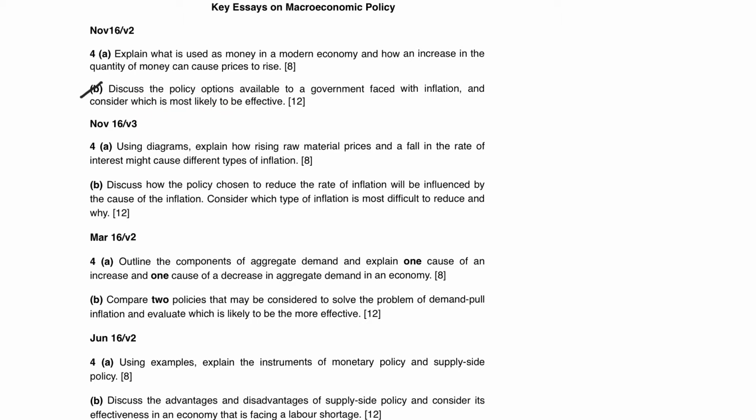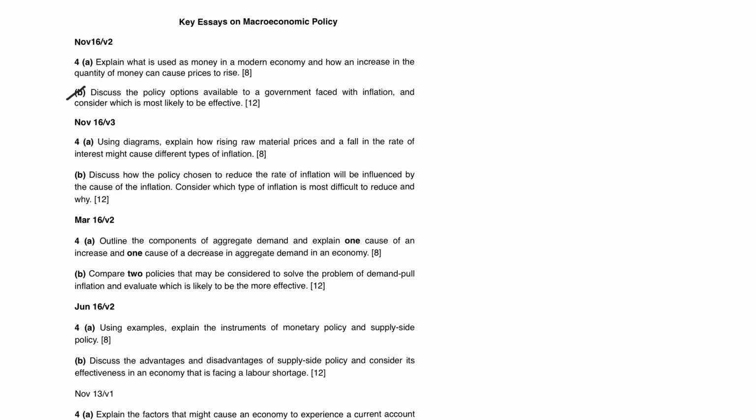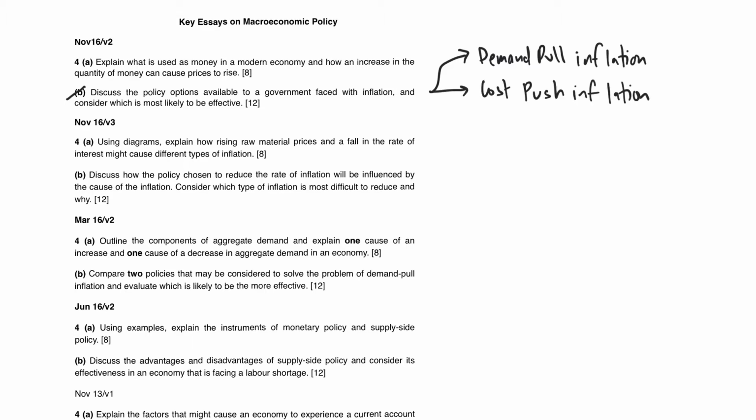The way I'm going to start with this question is I'm going to look at first what kind of inflations are out there. So there is demand pull inflation, there is cost push inflation, and then there is monetary inflation.